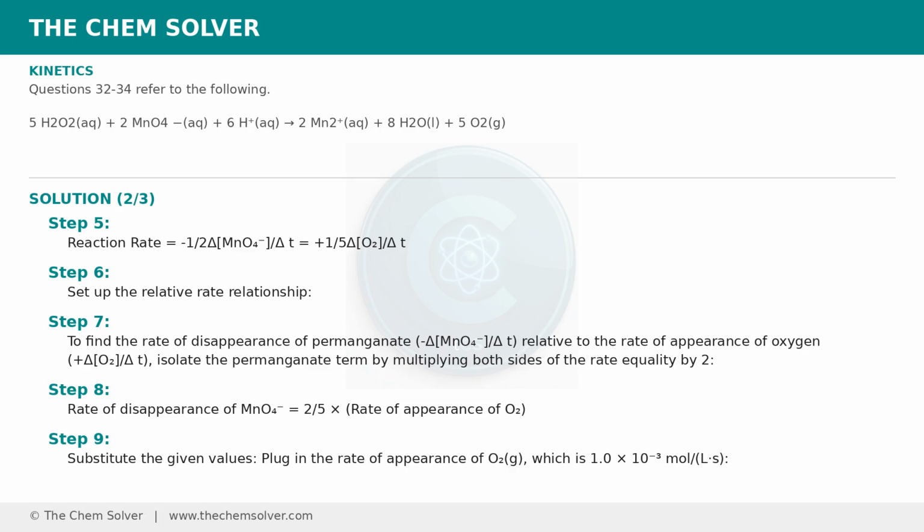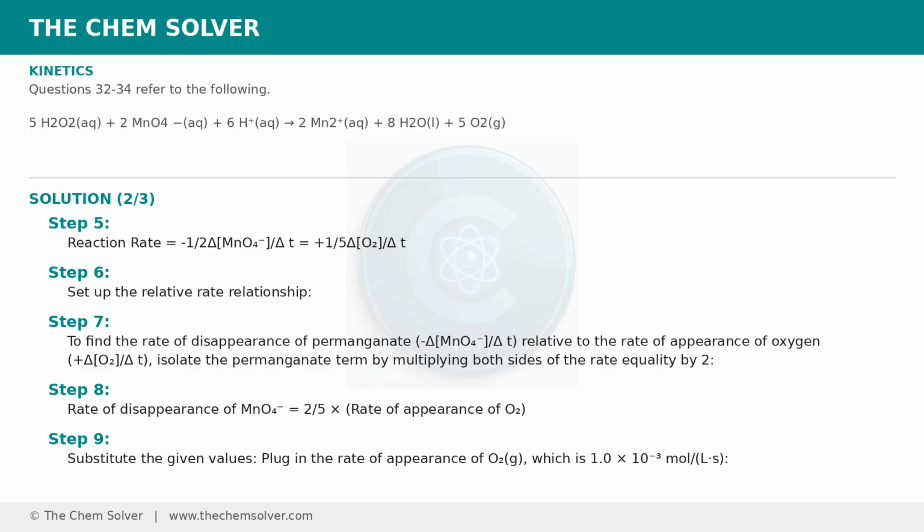Set up the relative rate relationship. To find the rate of disappearance of permanganate, Δ[MnO4⁻]/Δt, relative to the rate of appearance of oxygen, +Δ[O2]/Δt, isolate the permanganate term by multiplying both sides of the rate equality by 2. Rate of disappearance of MnO4⁻ equals 2/5 times the rate of appearance of O2.